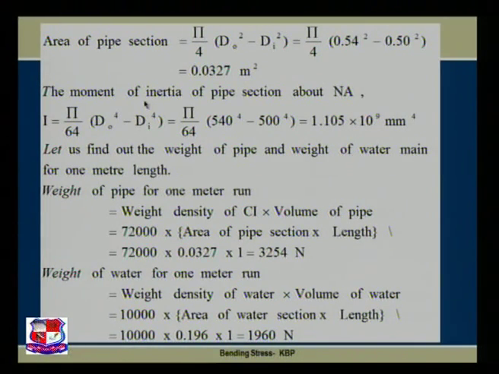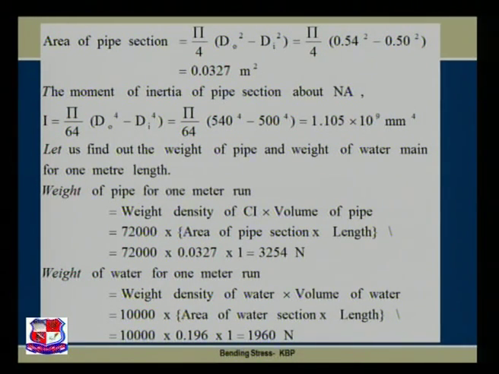So, the moment of inertia of the pipe section about neutral axis is given by the equation pi by 64 bracket do raised to 4 minus di raised to 4. So, pi by 64 bracket 540 raised to 4 minus 500 raised to 4, we achieve 1.105 into 10 raised to 9 millimeter raised to 4.